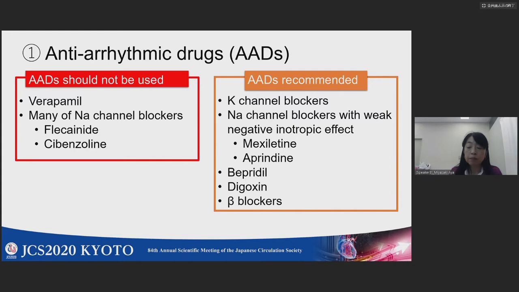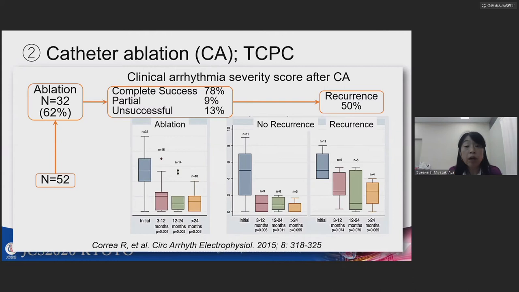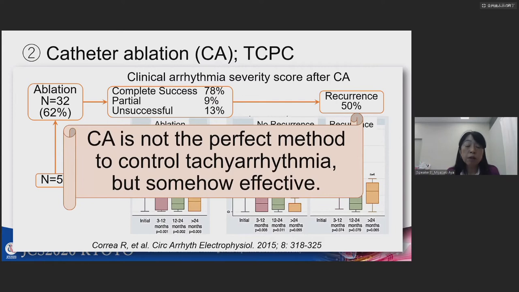About catheter ablation, this paper shows the result of catheter ablation in the AP Fontan. It is hard to ablate the arrhythmogenic substrate completely. However, the clinical arrhythmia severity score decreased after catheter ablation. Also in TCPC, the results of catheter ablation are not excellent, with a high recurrence rate. However, the clinical arrhythmia severity score decreased after catheter ablation, even in patients with recurrence. So, catheter ablation is not the perfect method to control tachyarrhythmia, but it is somehow effective.